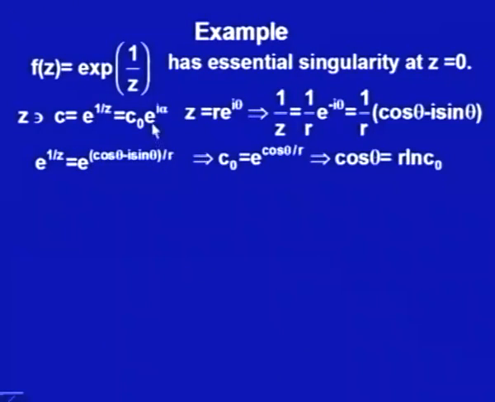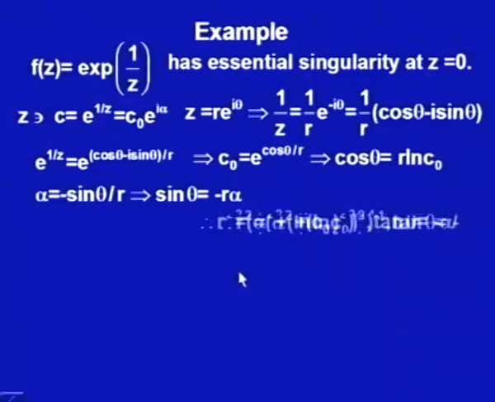That says my alpha would be minus sin theta by r. What it says is that sin theta would be minus r alpha. Now, we do know sin square theta plus cos square theta is equal to 1. So, from here if I add it up, what I would get is r square log c naught square plus r square l phi square is equal to 1.